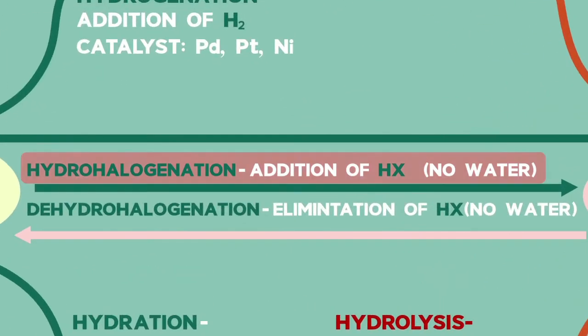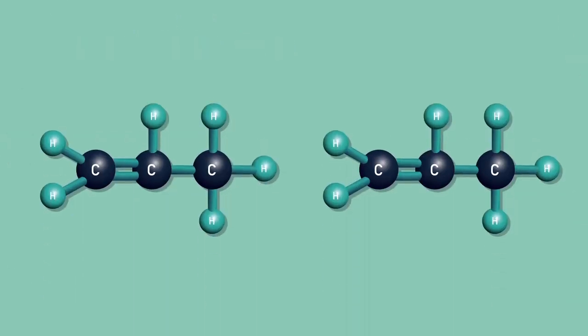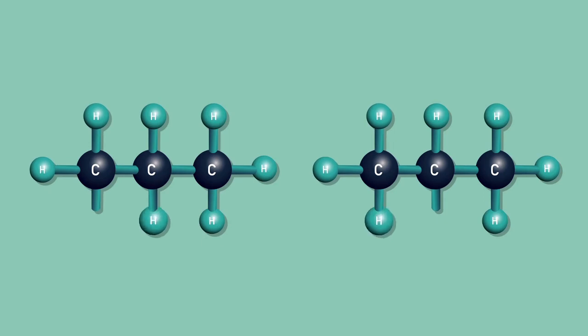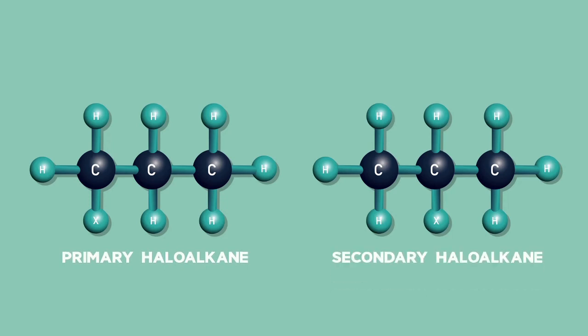The next type of addition reaction is called hydrohalogenation. This is the addition of a hydrogen halide, such as hydrogen chloride, hydrogen bromide, hydrogen iodide, or hydrogen fluoride. During this reaction, the double bond breaks, and the hydrogen atom attaches to the one carbon and the halogen to the other. We can see that during this reaction, 2 products are possible, a primary halide or a secondary halide.